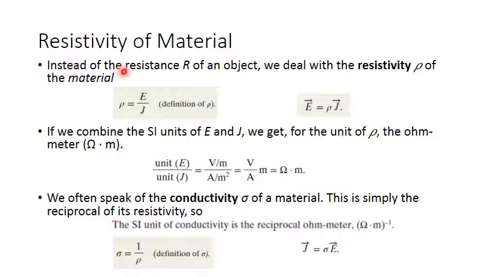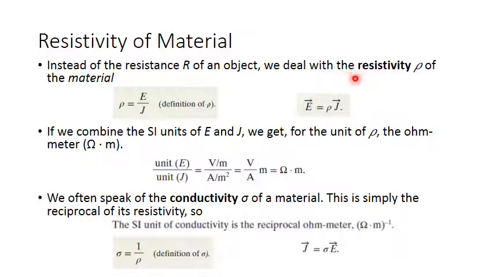So instead of studying the resistance R of the material, we are going to study the resistivity of the material. Because the resistivity is a characteristic of the material. It doesn't depend on how I applied the electric potential on this material.